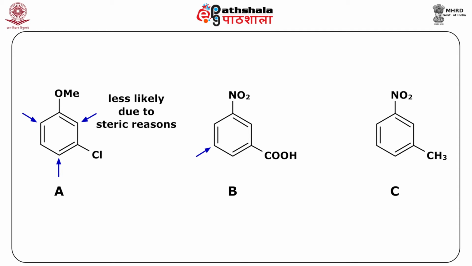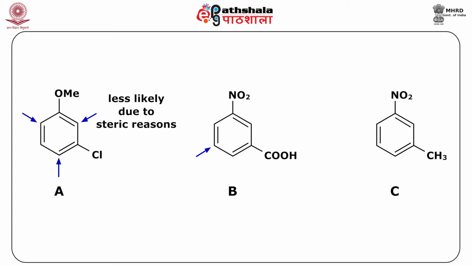In the molecule A, where both the OMe group, that is the ether group, and the chloro group are ortho and para directing, they will cumulatively guide the incoming electrophile to the ortho or para positions as marked in the figure. Similarly, students, in the molecule B, both the carboxylic acid group and the nitro group are meta-directing and they will guide the incoming electrophile to only one of the meta positions as marked in the figure.